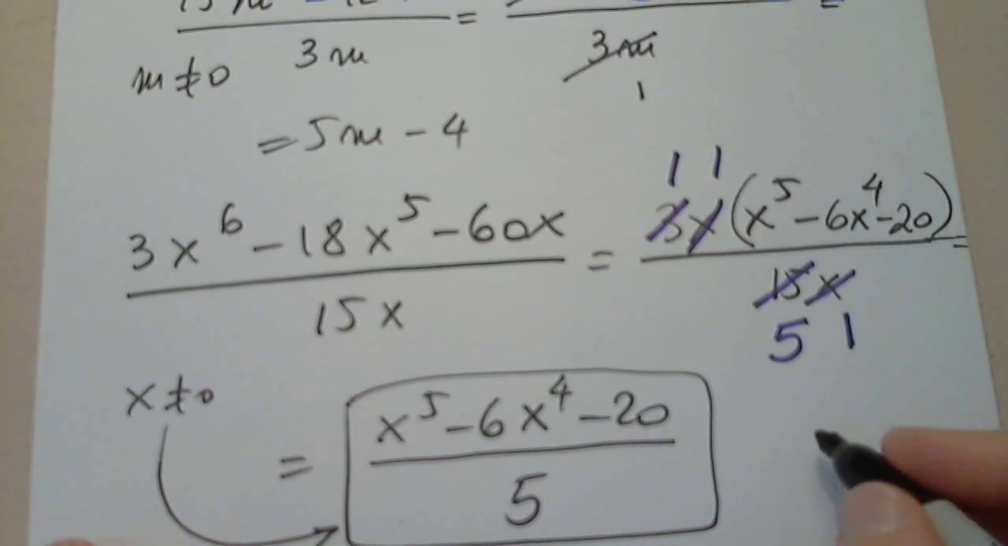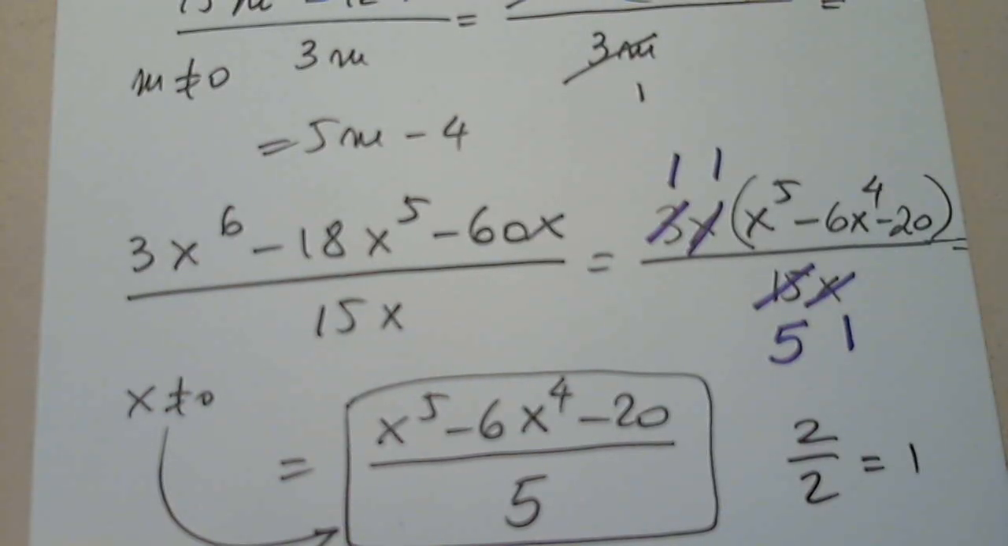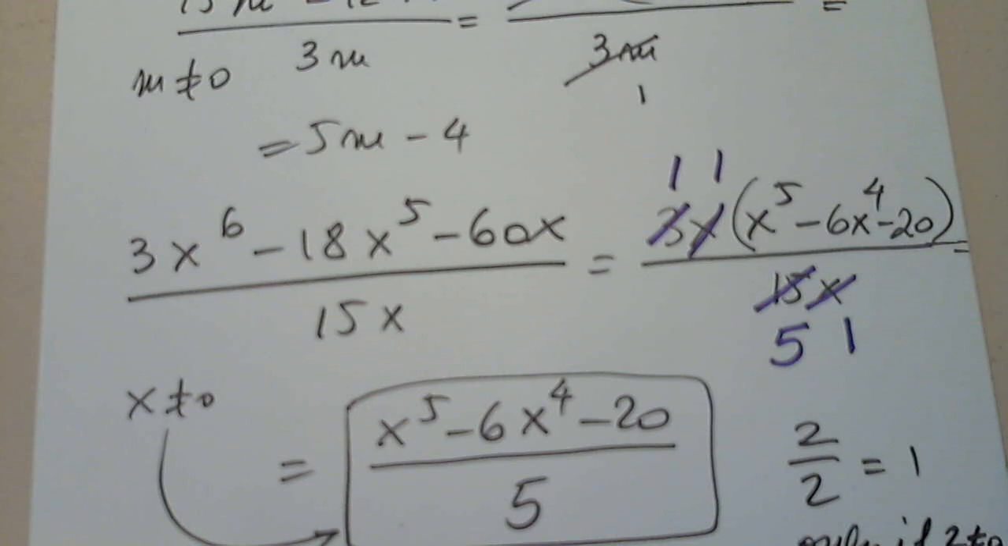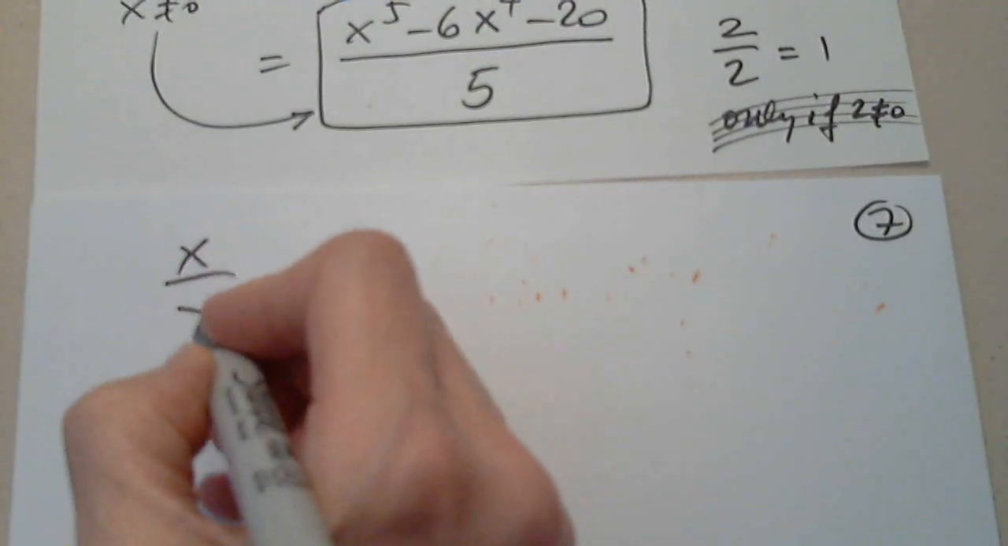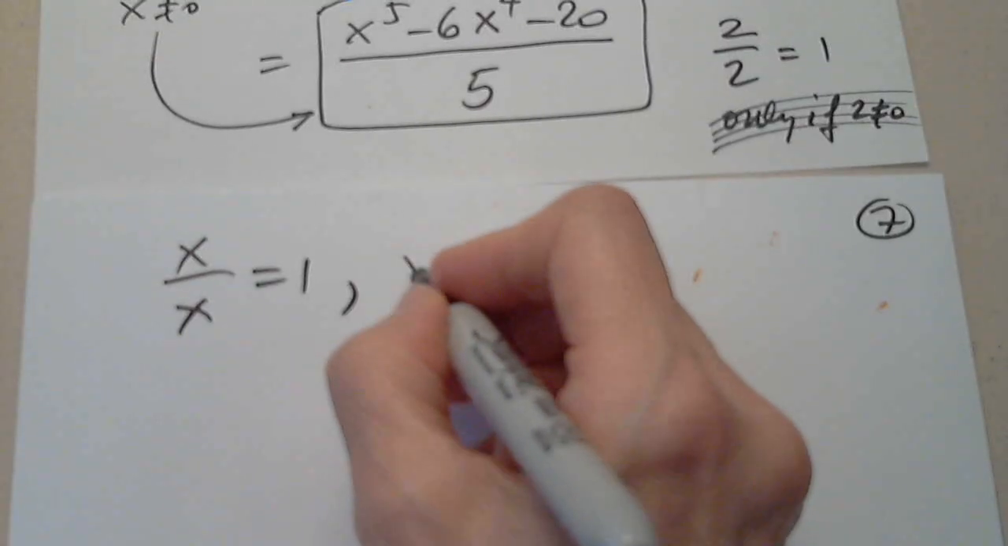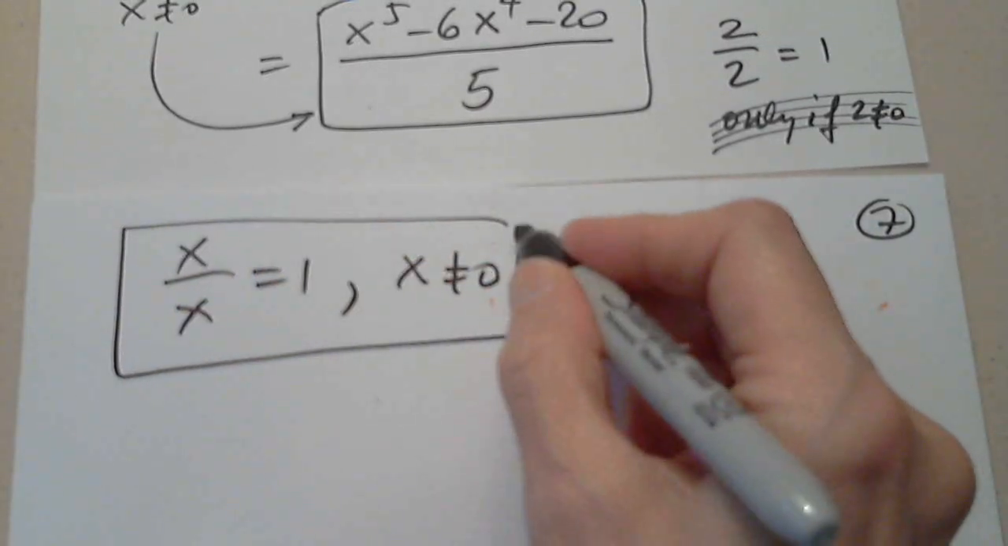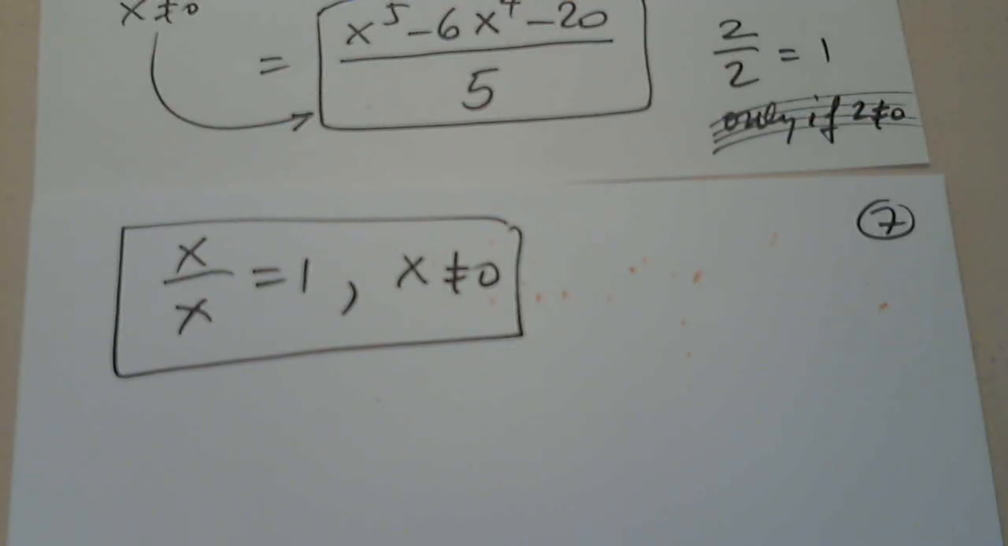See, when I ask you how much is 2 over 2, you will say 1. You will never say only if 2 does not equal 0. Of course 2 will never be 0. There is no point in writing this. But x over x is not 1 unless x is not 0. This is the correct answer. x over x is 1, assuming that x is not 0. Otherwise, it will not be 1. Because 0 over 0 is an indeterminate case. Okay, moving on.